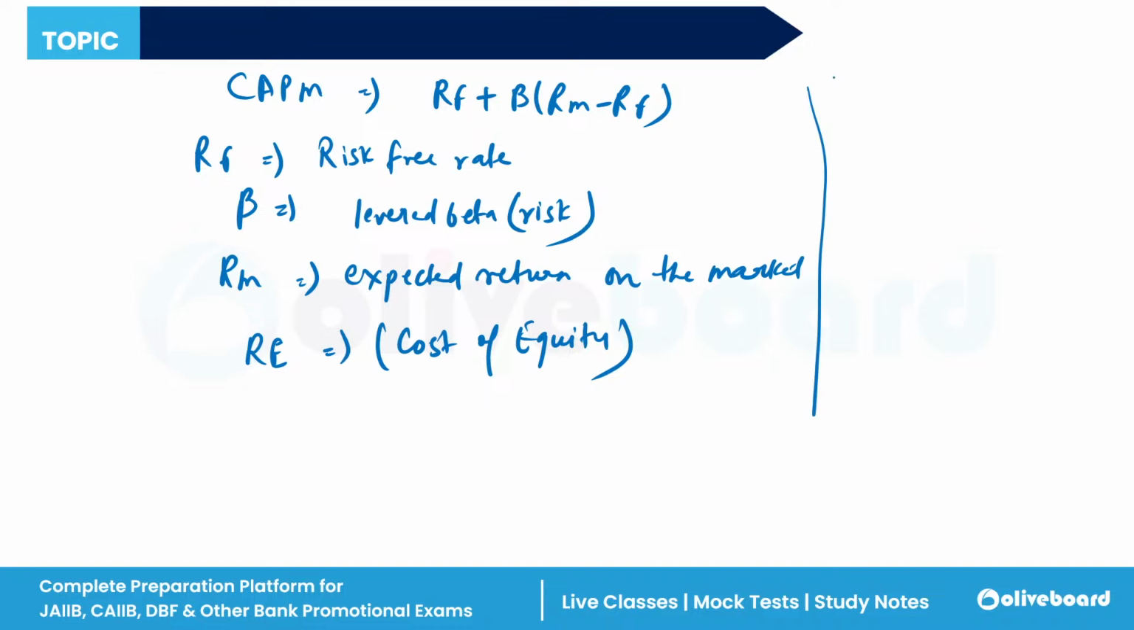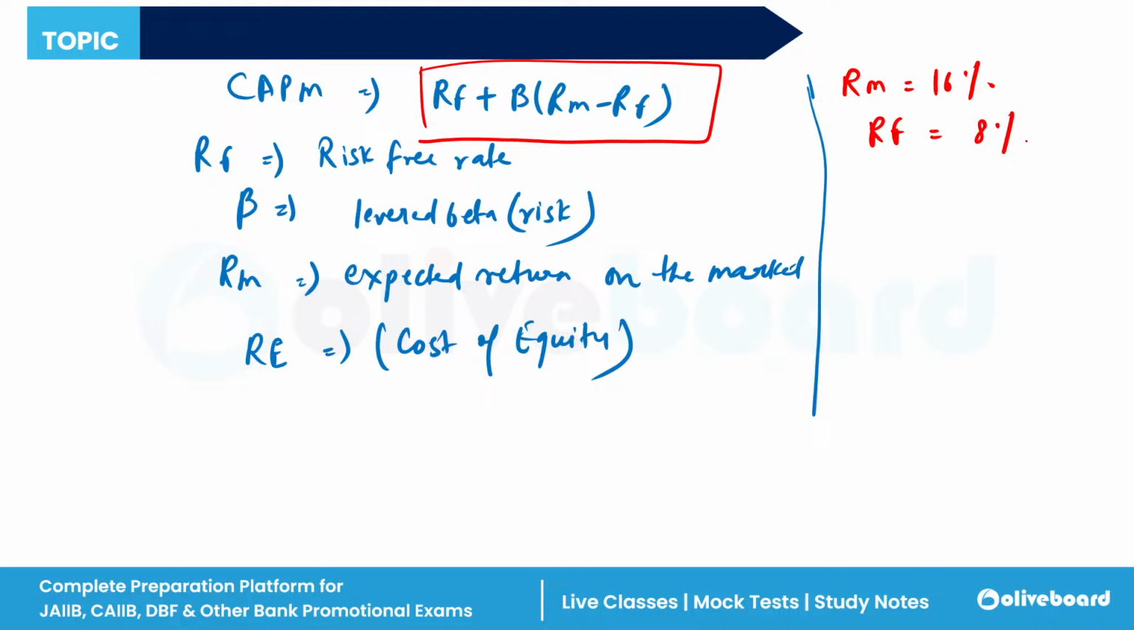Okay, based on these, the formula is given to you. I'm giving you one question. Please solve and tell me what is the answer of this particular question. I hope you have a calculator with you. Suppose in the question RM is given 16%. Very easy question I'm giving you. RF is given 8%. Beta is 1.45. Now you have to find RE. RE is what? So RE is equal to, this is the formula. Put all the values in this formula and tell me what should be the answer.